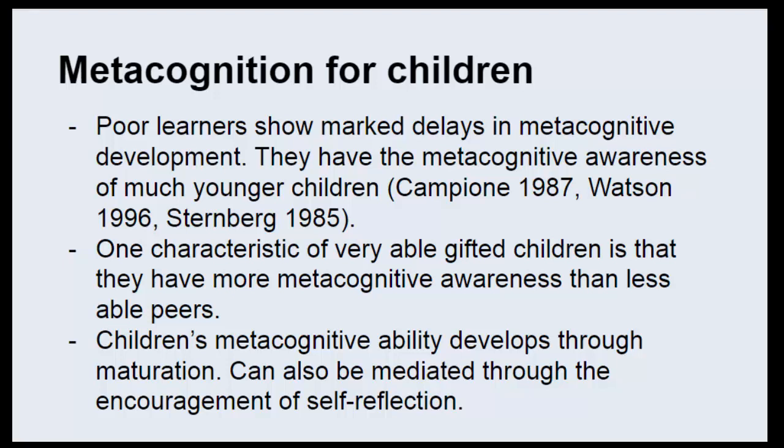Metacognition for children. Researchers such as Campione, Watson, and Sternberg have found that when it comes to children, poor learners show marked delays in their metacognitive development. Poor learners have the metacognitive awareness of much younger children. They tend to overestimate the capacity of their memories, and they fail to try different approaches or to see that similar problems can be solved by similar means.